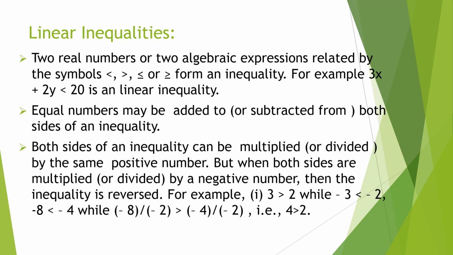That means we know that 3 is greater than 2. But if I multiply by minus 1 on both the sides, meaning minus 3, then minus 3 will be less than minus 2. Similarly, minus 8 is less than minus 4. But if I divide both the sides by minus 2, then minus 8 by minus 2 will be greater than minus 4 by minus 2. Why? Because obviously 4 is greater than 2.